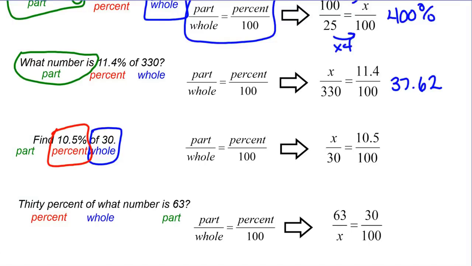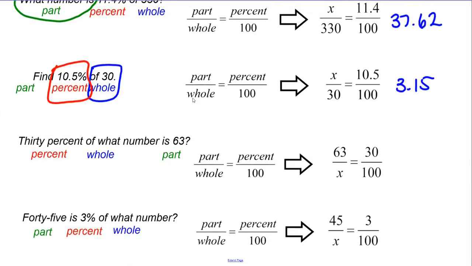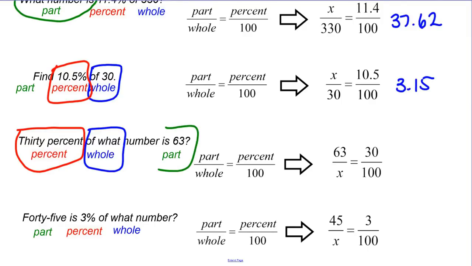And then I again use the cross products to solve this. And when you do, X is 3.15. So 3.15 is 10.5% of 30. And then the last two here, 30% of what number is 63? So 30%, here the percent is known, 30% of what, the whole is missing, and the part is 63.